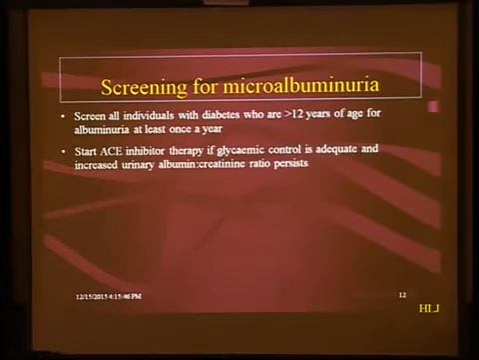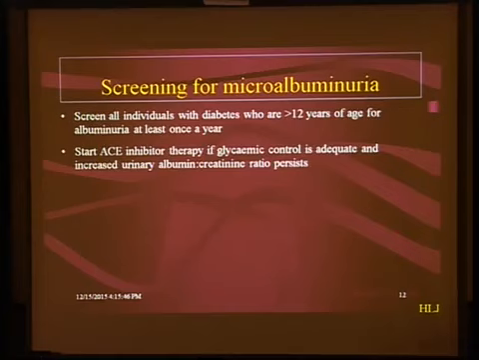Screening of microalbuminuria is very important. It must be done for all patients more than 12 years old, at least once per year. You must start an ACE inhibitor if glycemic control is adequate and there is still an increase in urine albumin creatinine ratio. Keep in mind, if there is a urinary tract infection, don't consider this as microalbuminuria.